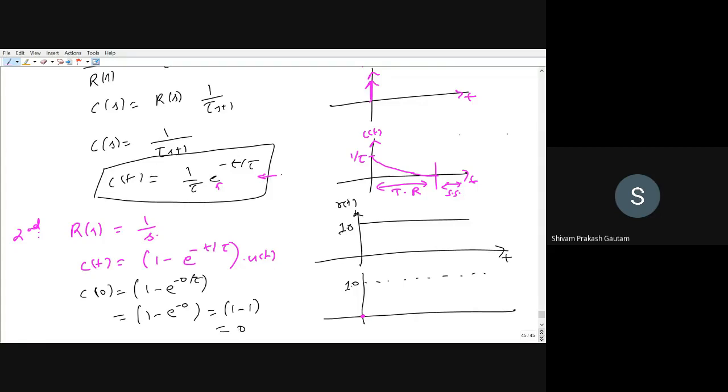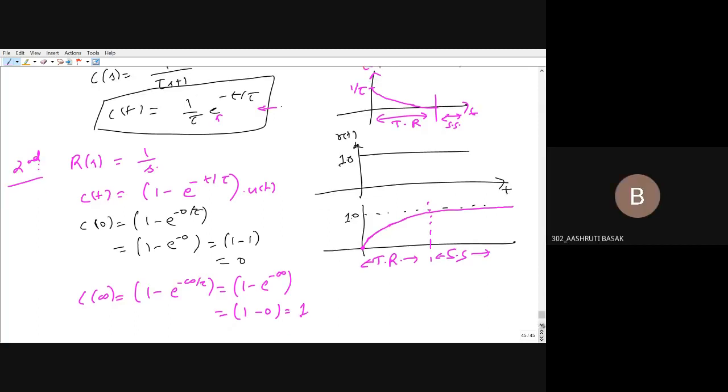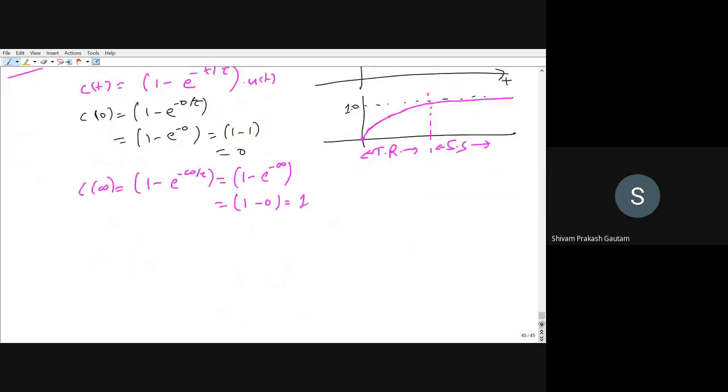At t is equal to infinite, what is the value of c of t? 1 minus e to the power minus infinite by tau. E to the power minus infinite is 0. So it is exponentially increasing and it will settle down at 1. This is how the response will look. From this part to this part, you can say this is the transient response, and this is our steady state response part. Is it okay? Yes, sir. Okay, so this we have already seen in our last lecture.